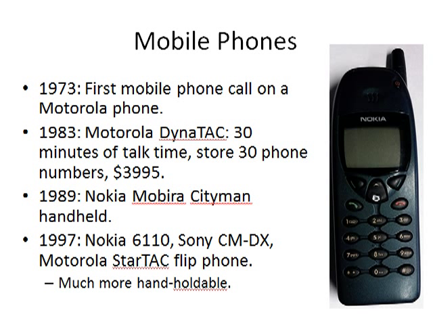So in 1989, Nokia came out with a handheld, and then in 1997, we really saw a move to a phone like the one pictured on the right of this slide, the Nokia 6110. That was a huge innovation, the idea that you could have a phone that small that would fit into your hand. So Nokia came out with that. Sony came out with the CMDX, the picture of the phone I showed you earlier. And then Motorola came out with what was called the StarTAC flip phone, kind of like a clamshell phone. That was considered a real innovation.